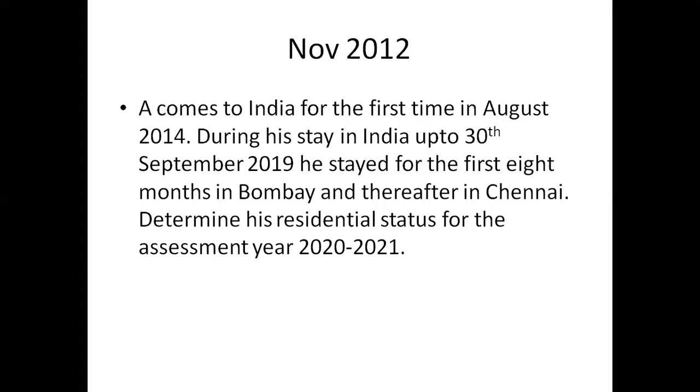If you understand the problem, we can move on and work it out. We have to say what the residential status is. The answer will be one of only 3 possibilities: either he is an ordinary resident, or non-resident, or not ordinary resident. Now we go to the next slide, where you have to work out the problem.